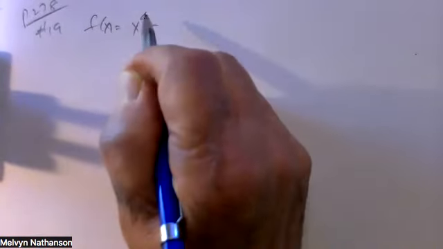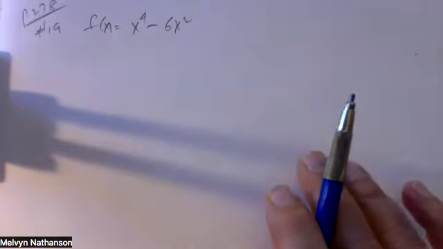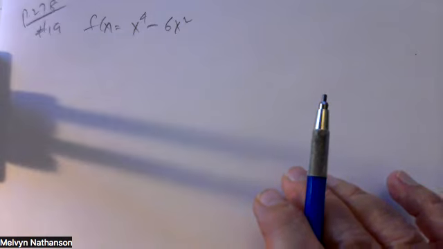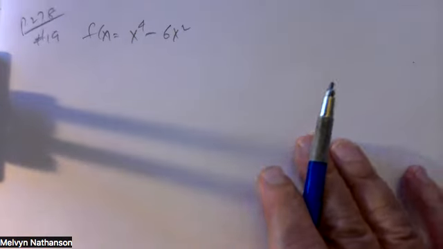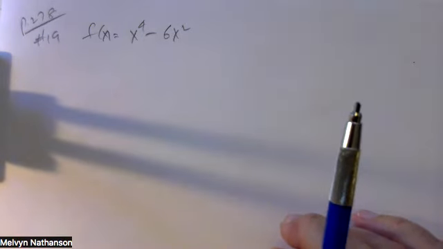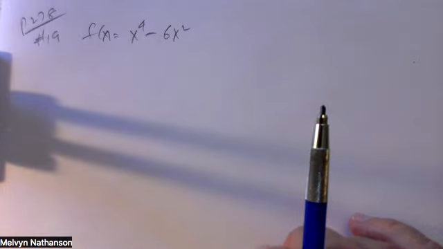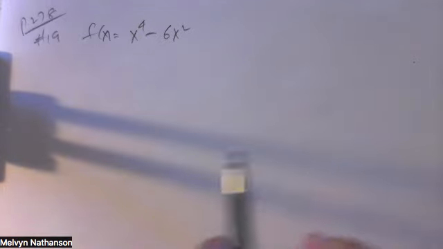Let's look at number 19. I'm going to look at the function. It's a quartic curve, x to the 4th minus 6x squared. So I want to use all of the derivative calculus we learned so far on this function. We want to find the local maxima and minima, where it's increasing, where it's decreasing, where it's concave up, where it's concave down, where it has inflection points.